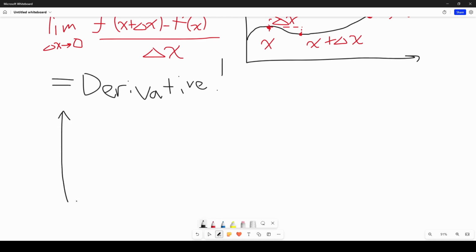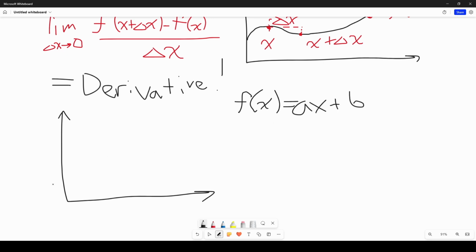So let's try a function. Let's call it f of x equals ax plus b. This is just going to be a regular line that you all know, and it looks something like this. Okay?